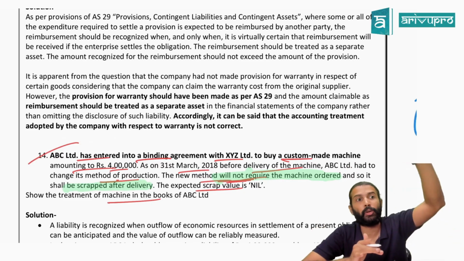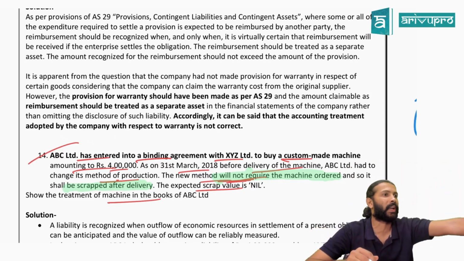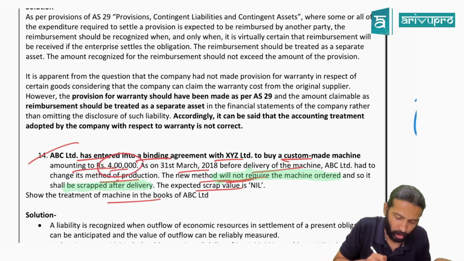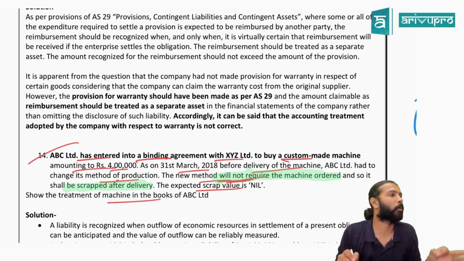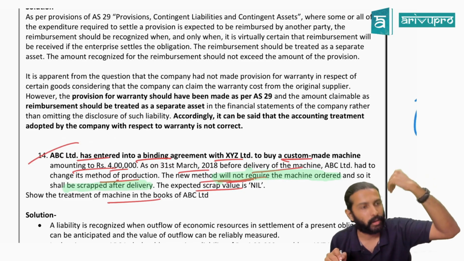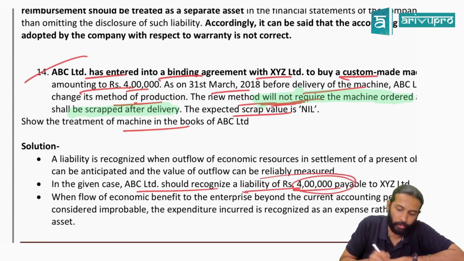Because what? It is virtually certain. Fine. Yes or no? You have to pay. There is no probable, possible. You have to pay him only. How much? For a provision, there is an estimate. Here you have to estimate, or you know the amount only. Clear cut amount, you know how much you need to pay to the vendor. 4 lakh. That means no provision. Make book what? A liability itself. In this case, A Limited should recognize a liability of 4 lakhs.